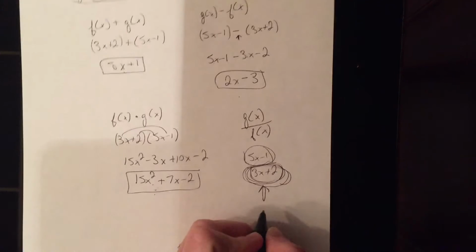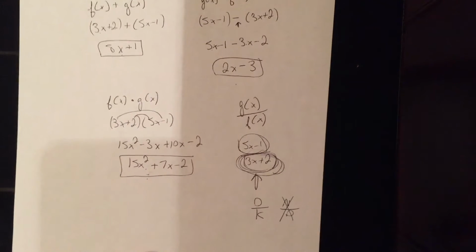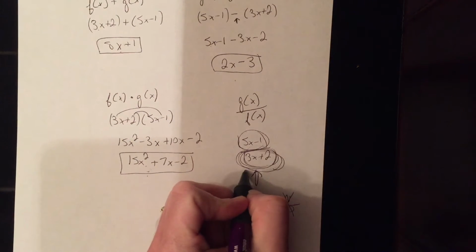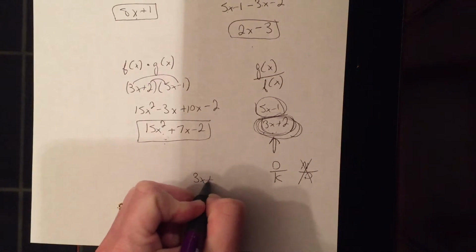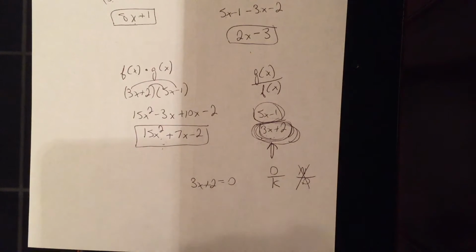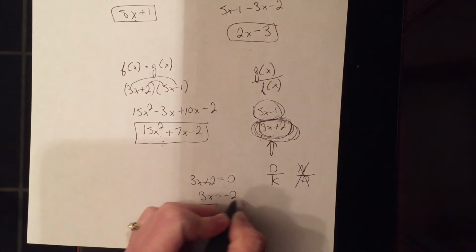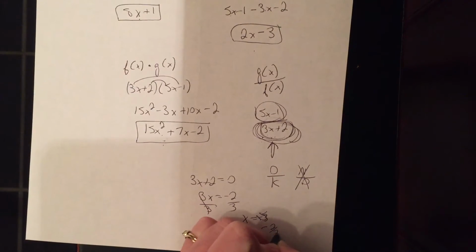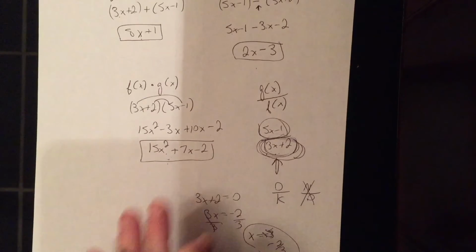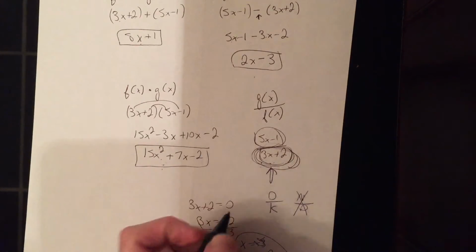Remember, 0 on top is okay, but 0 on bottom is no way. We don't want a 0 on the bottom. So what I need to do to prevent that from happening is I need to set 3x plus 2 equal to 0 because I need to find out whatever that answer is. I don't want x to be that. So I have 3x equals negative 2, divide by 3, x equals negative 2 thirds.